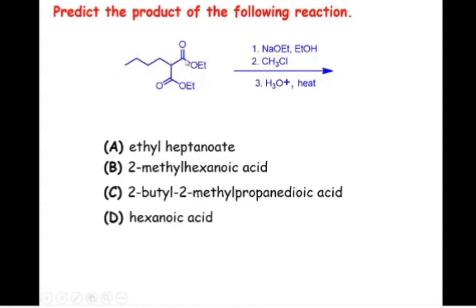No doubt, the parent molecule is hexanoic acid, but we have introduced one more methyl group in the product. That's why hexanoic acid is also not there. Another option, 2-butyl, 2-methyl propane dioic acid, means before decarboxylation, whatever product you are getting, that intermediate is over here. But after decarboxylation, you will get a methyl group at the 2-position, and the parent long chain carboxylic acid is hexanoic acid. Means your answer is B, 2-methyl hexanoic acid.